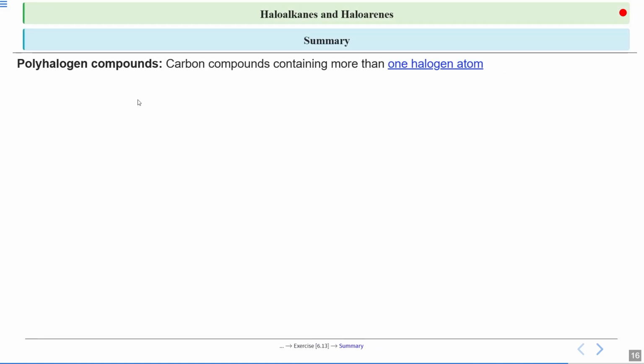Okay, let's see the summary of what we have covered today. We have first of all covered the topic of polyhalogen compounds. Polyhalogen compounds are carbon compounds that contain more than one halogen atom. We have also studied some examples of polyhalogen compounds. The first one was tetrachloromethane, with the structure CCl4. This is a single carbon compound, and this carbon is attached to four chlorine atoms. So this is tetrachloromethane, a polyhalogen compound.